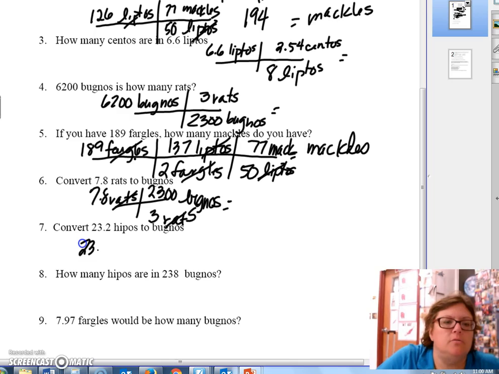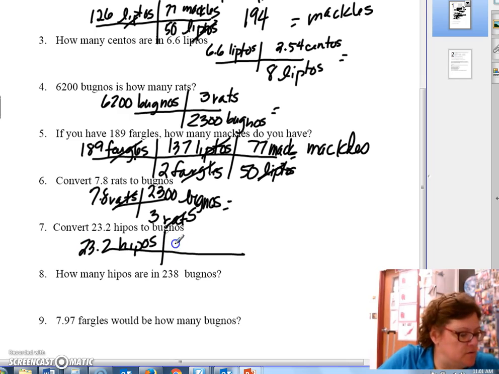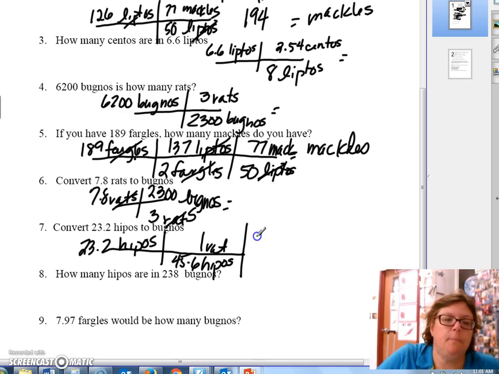23.2 Hippos. And we're going to Bugnose. We can't go directly, so this is going to take 2 steps. First, we're going to change Hippos to Rats. There are 45.6 Hippos for 1 Rat. And there are 2,300 Bugnose for every 3 Rats.